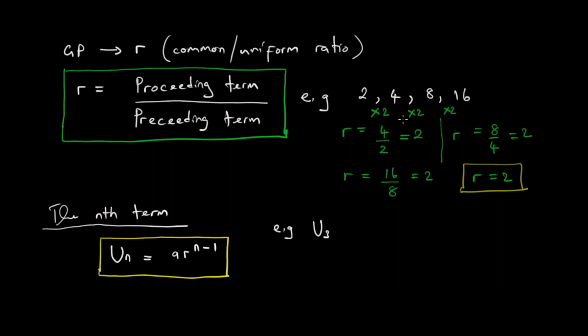Term number 3, we can know beforehand that it will be 8. It is equal to a, which is the first term, 2, times 2, which is the common ratio r, to the power n minus 1, where n is 3, minus 1. So this is 2 to the power 3 minus 1, which is 2 squared. So here we have 2 squared, which is 4, times 2, which is 8. That's the 8. So this was just a quick illustration of what we are talking about.